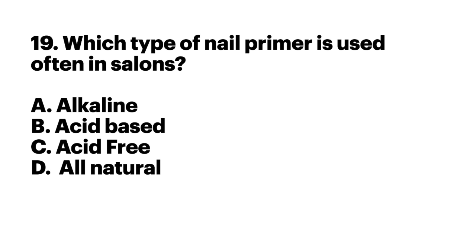Fine grit. Number 19. Which type of nail primer is used often in salons? A. Alkaline. B. Acid balanced. C. Acid free. D. All natural. The answer is C. Acid free.